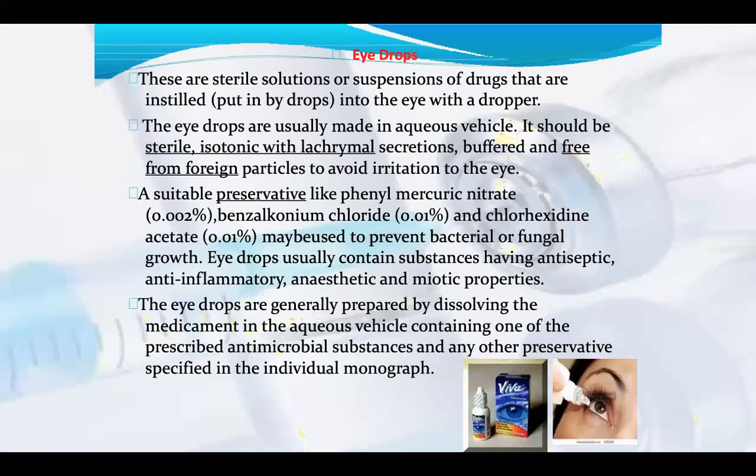A suitable preservative like phenylmercuric nitrate, benzalkonium chloride, or chlorhexidine acetate may be used to prevent bacterial or fungal growth. Eye drops usually contain substances having antiseptic, anti-inflammatory, anesthetic, and miotic properties. The eye drops are generally prepared by dissolving the medicament in the aqueous vehicle containing one of the prescribed antimicrobial substances and any other preservatives specified in the individual monographs.